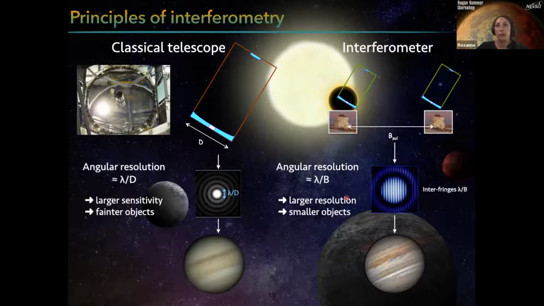The good thing is that you can really resolve small objects. For example, if you have a binary star, you will be able to see the 2 stars, and maybe with your telescope, you won't be able to see that you have a binary system. But since you receive less light, you won't be able to observe very faint objects.